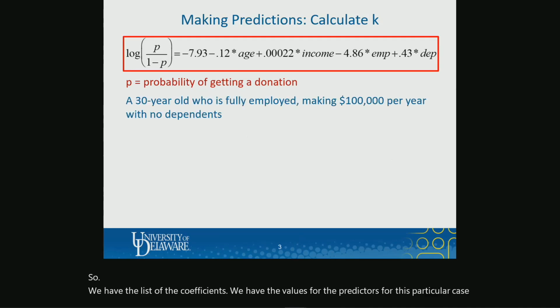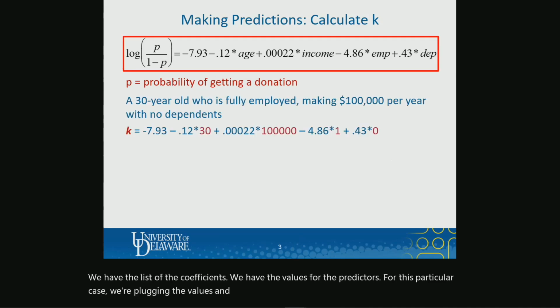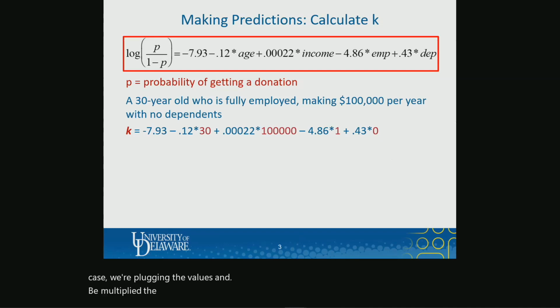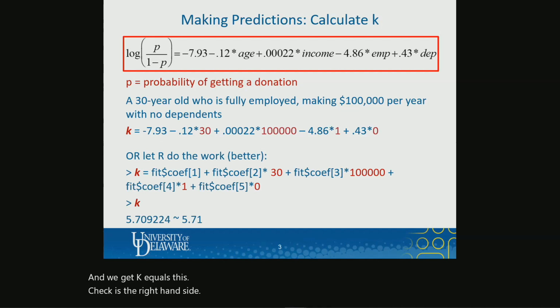We plug in the values and we multiply the coefficients with the values, and we get k equals this. K is the right-hand side. So we calculate k and we obtain k equals 5.71. That means what? That means the log of odds ratio for this person is 5.71. What does that mean?